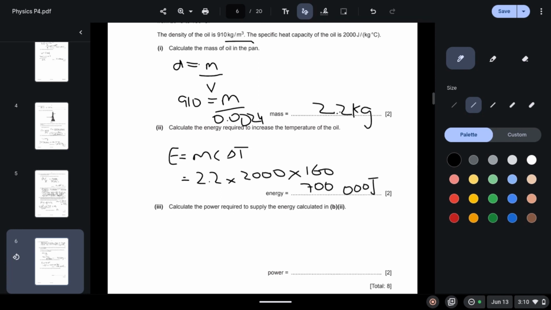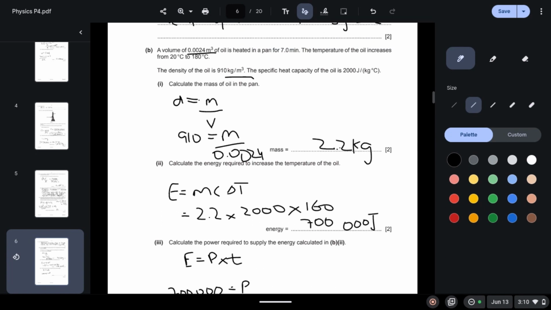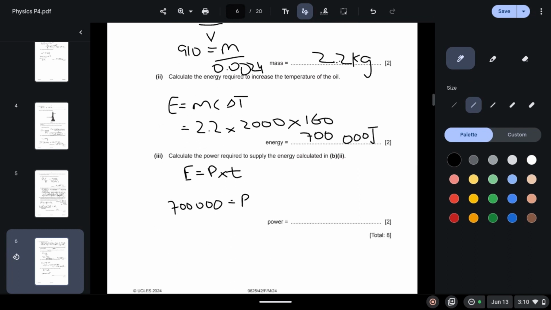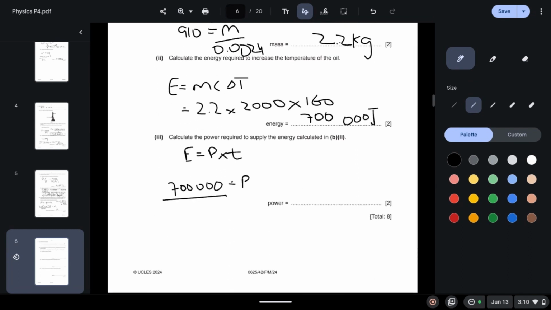Calculate the power required to supply the energy. So you know the formula is energy is equal to power into time. We know the energy is 700,000. Power we have to calculate, and time we have as 7 minutes. But be careful, you have to convert minutes into seconds. So 7 into 60, and the power comes out to be approximately 1700 watts.